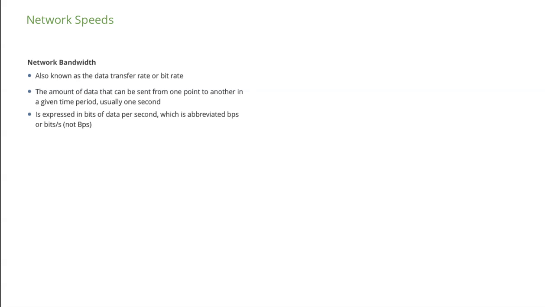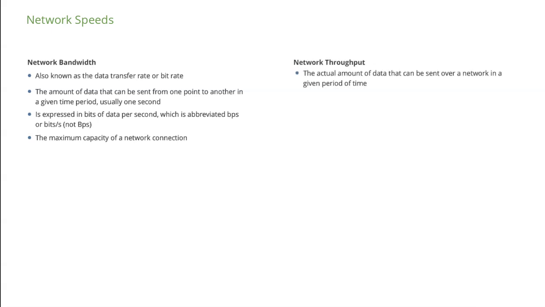Network bandwidth can be thought of as the maximum capacity of a network connection. Throughput, on the other hand, is the actual amount of data that can be sent over a network in a given period of time and is a more realistic measure of performance.